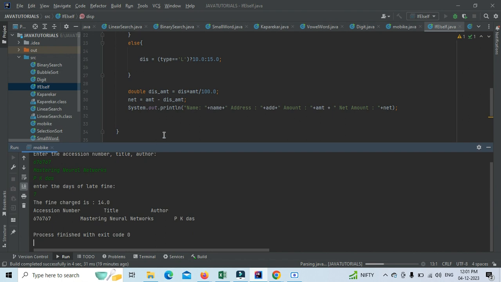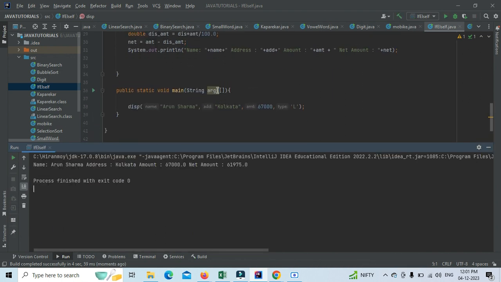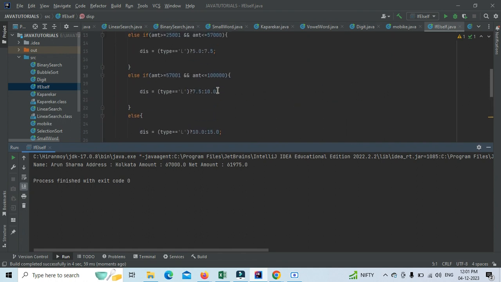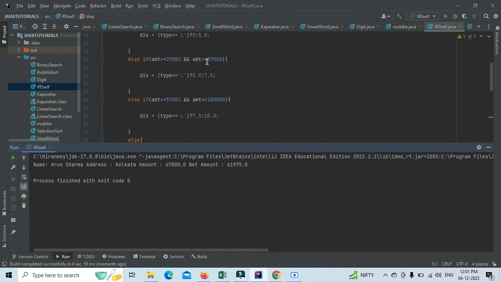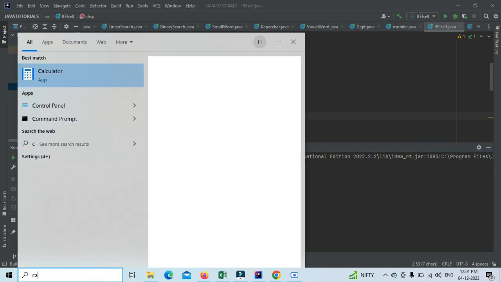So what will be the output? Since we have given 67,000, in which slab would 67,000 fall? 67,000 is greater than 57,000, so it will lie in this slab, between 57,000 and 1 lakh. Our type was L, so our discount was 7.5. The discounted amount after subtracting that is coming as 61,975. Let's validate that. Okay, we have got the output, well and good.